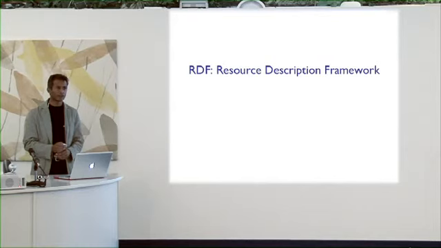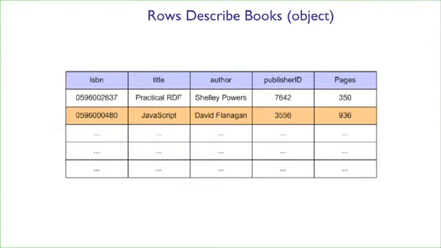Let me next talk about the simplest form of representation of semantics on the web, which is RDF, the Resource Description Framework. And I'll explain this with a simple example. Here we have a spreadsheet which describes books. I take the second row. This is a specific book. So each row describes one book. The columns describe the attributes.